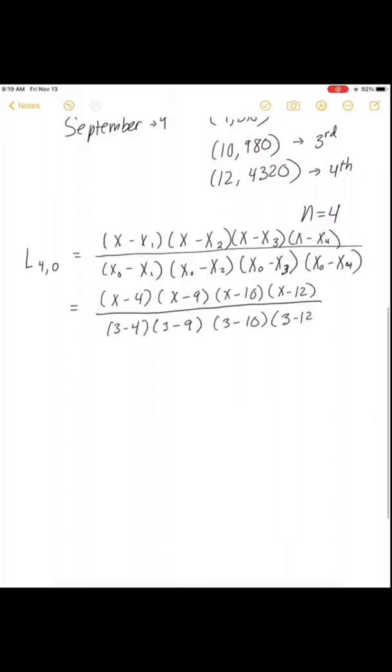On the top, we have this polynomial that we would need to multiply out. So for this numerator, I ended up with x to the 4th minus 35x cubed plus 442x squared minus 2352x plus 4320.